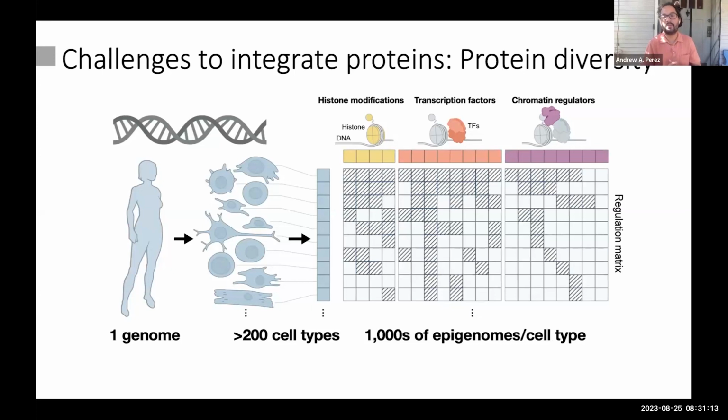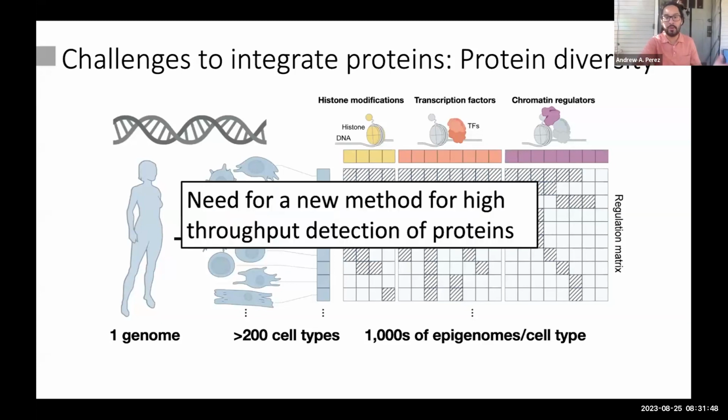So looking at protein interactions is quite a daunting task. That's because in the body, you have 200 different cell types, and each cell type has its own kind of epigenome where the proteins are expressed differently depending on the cell type, and the number of proteins that you need to study to get a comprehensive view of the organism is really quite daunting. So we need new methods for high throughput detection of proteins.